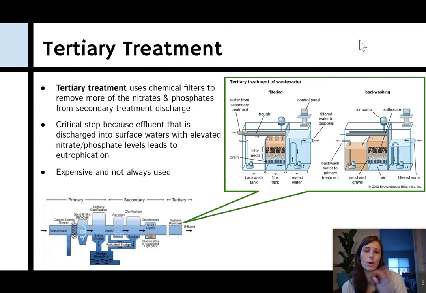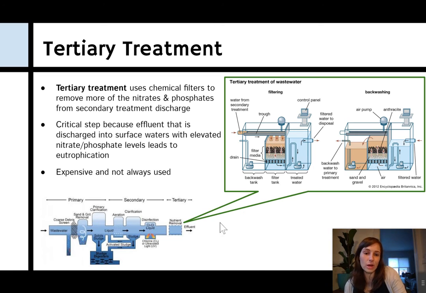So I'm going to talk a little bit more about the tertiary treatment that, remember, not everybody has. But the tertiary treatment is going to use chemical filters, which you can see in the middle of the diagram here. These chemical filters are going to remove more of the nitrates and the phosphates from the secondary treatment discharge. Now, this is a really important step because if the effluent that is discharged has high nitrate or phosphate levels, this is going to lead to eutrophication.